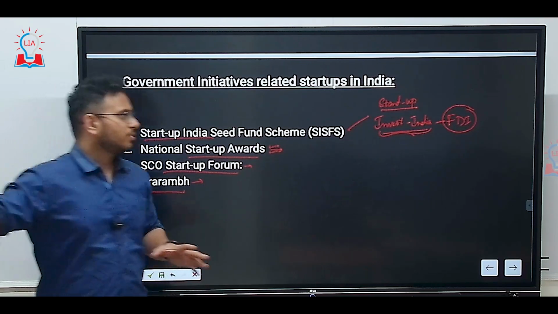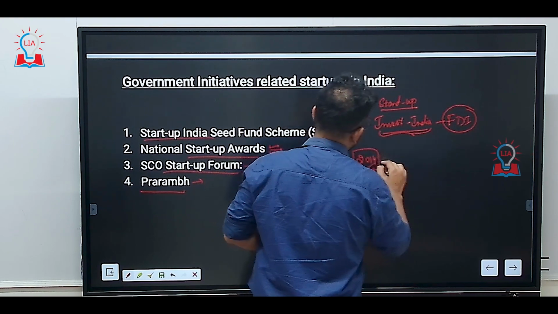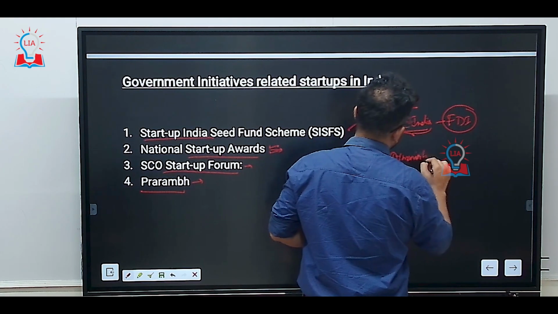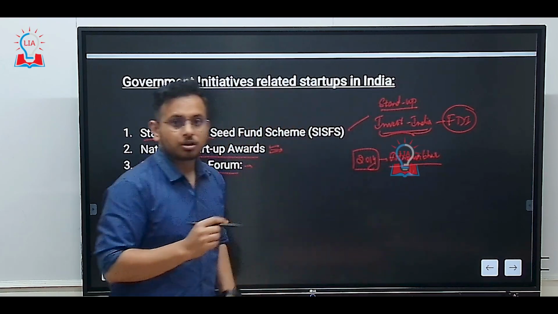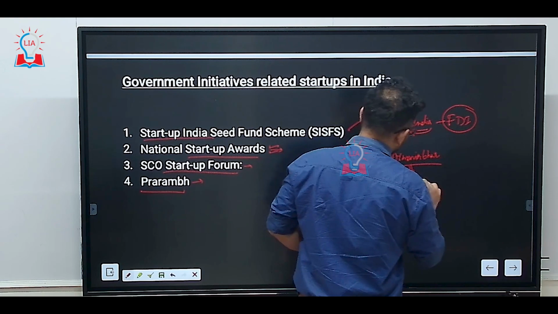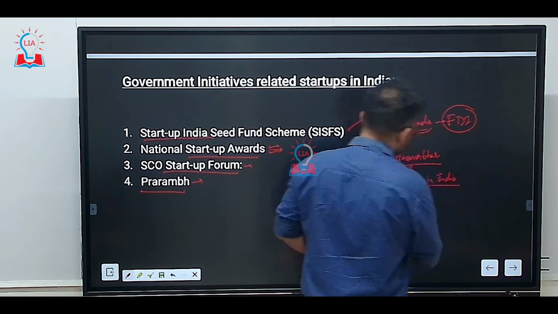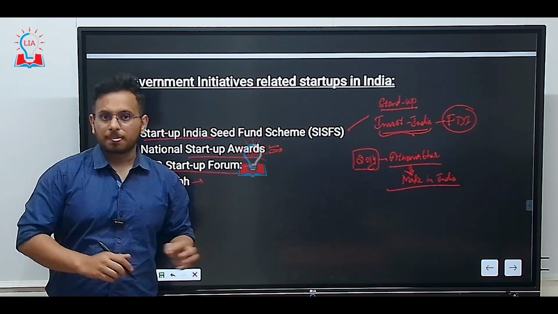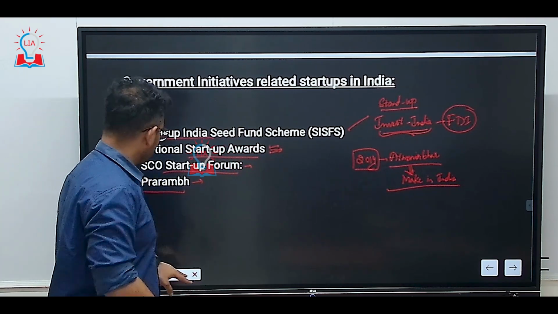And that is the reason why from 2014, when this government came to power, it started stressing more on Atmanirbhar Bharat. As a part of Atmanirbhar Bharat, we have a very important aim of the government, that is the Make in India initiative. So these are some of the things that were done by the government in order to give a boost to the startup sector in India. Okay, I hope you have understood this question.